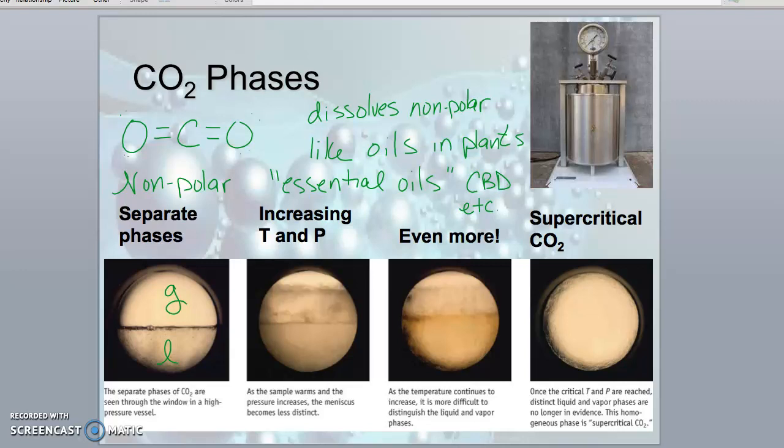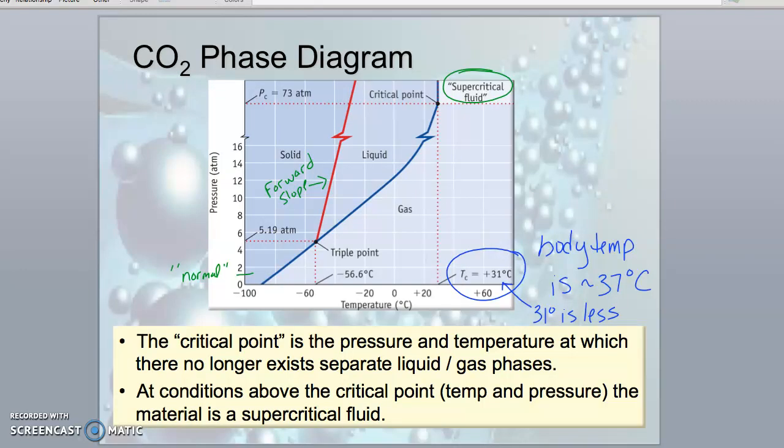Remember, this has properties of a liquid and a gas. And if we drew a Lewis structure for CO2, we'd see it's nonpolar. And if we use our "like dissolves like," we can say, geez, we might be able to dissolve nonpolar substances in this CO2. And in fact, they do. And it's really neat because if I go back and we look at the critical temperature, it's 31 degrees C. It's not even that hot.